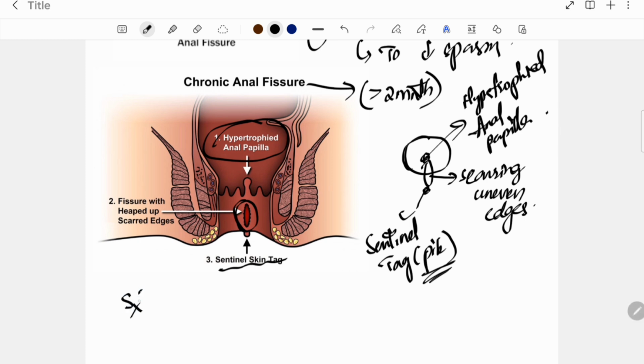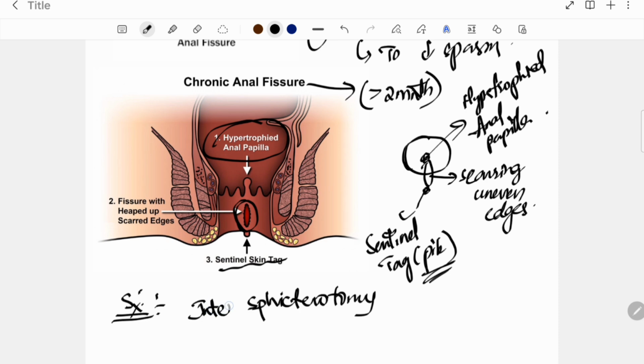Treatment for the chronic anal fissure is surgery. So which surgery do we need to do? As the main problem is the spasm of the sphincter, we have to do a sphincterotomy. Which sphincter? It is the internal anal sphincter because it is involuntary.